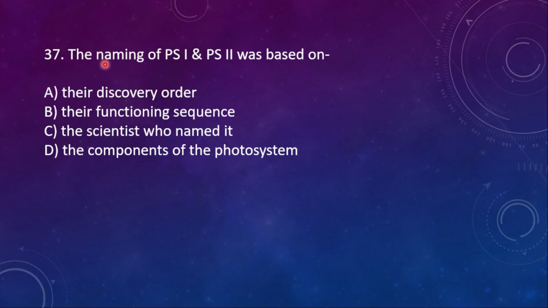37th one, the naming of PS1 and PS2 was based on A, their discovery order, B, their functioning sequence, C, the scientist who named it, and then D, the component of the photosynthesis. Here the right option is their discovery order. First discovered was photosystem 1, then photosystem 2, and then photosystem 1 was next discovered.